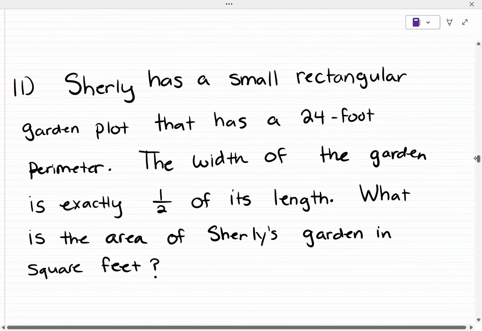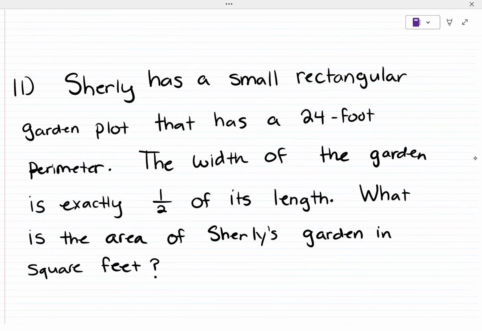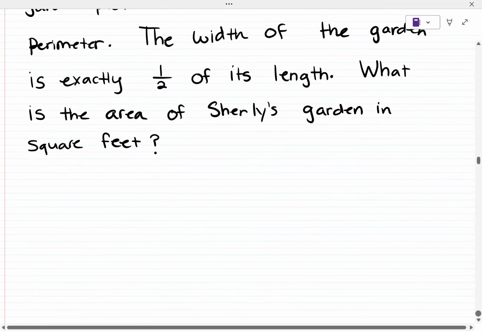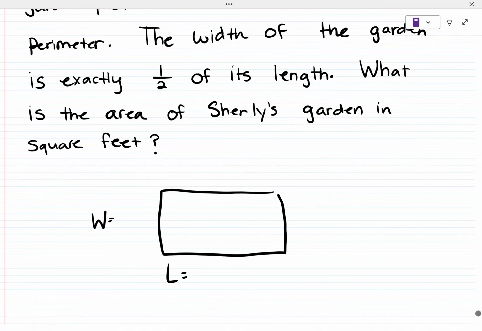Let's do question 11. Question 11 says Shirley has a small rectangular garden plot that has a 24-foot perimeter. The width of the garden is exactly one half of its length. What is the area of Shirley's garden in square feet? Okay, so imagine you have this rectangular garden, right? Here's your length and here's your width. They're saying that the width of the garden is exactly one half of its length. So you can replace W with one half L, and we don't know what L is, so we'll just call L as L, right?